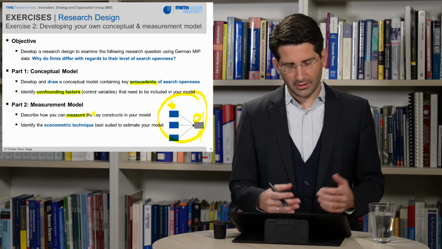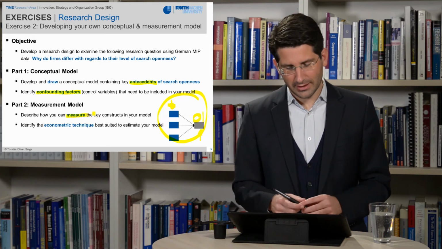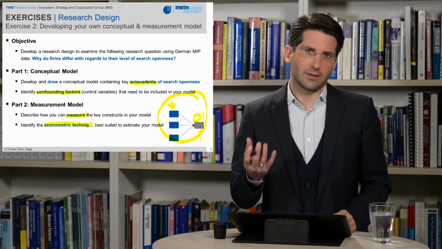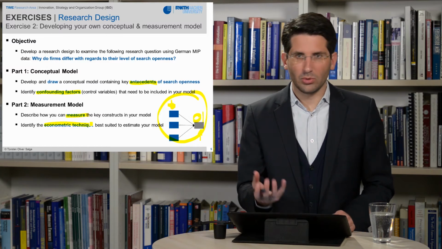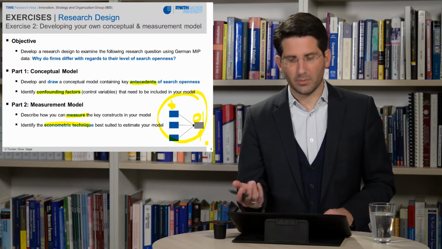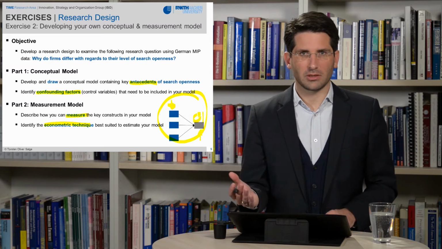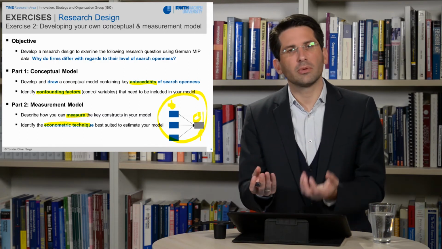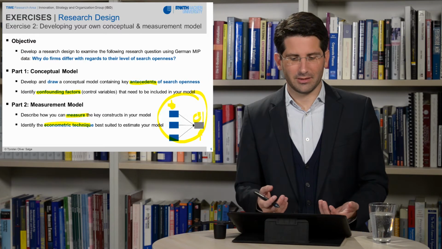And then at the end of this exercise, you tell me what the appropriate estimation strategy is, what the appropriate estimator is to use to test the hypotheses that jointly form your conceptual model. The choice of estimator will depend, as you know, on the properties and the distribution in particular of your dependent variable, that is here search openness. So look at the characteristics of your dependent variable to then determine the most appropriate estimator.